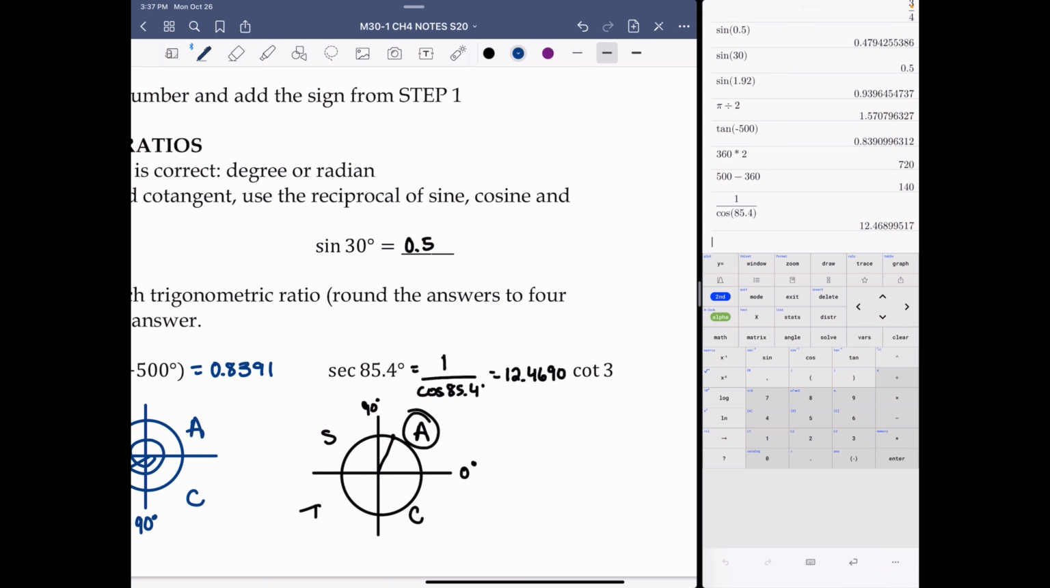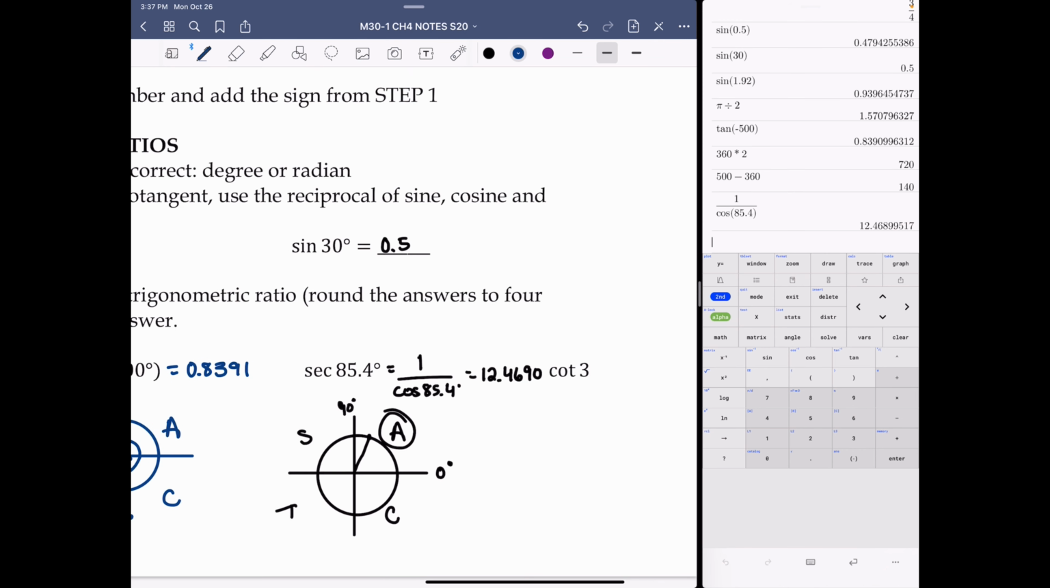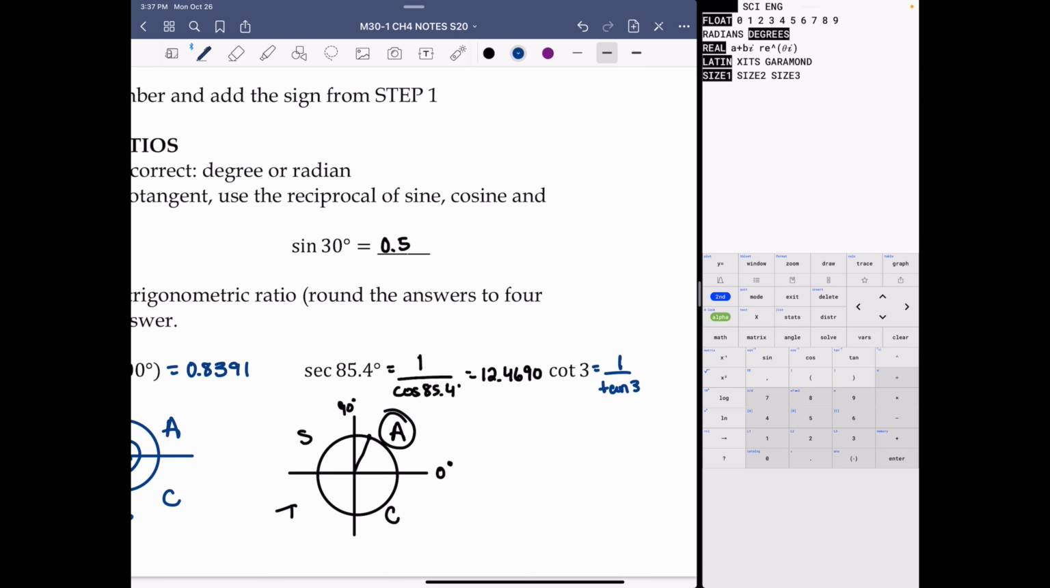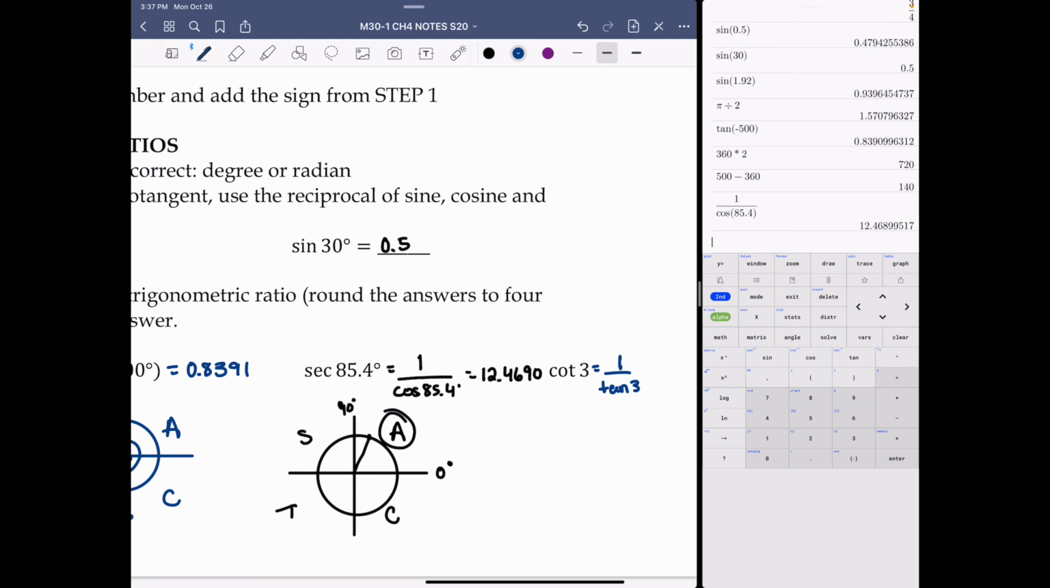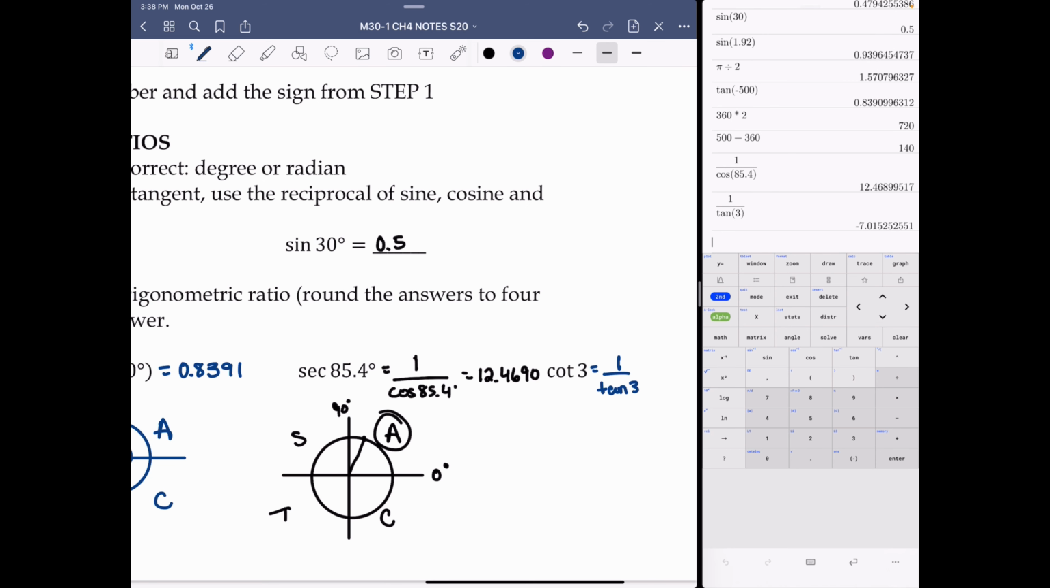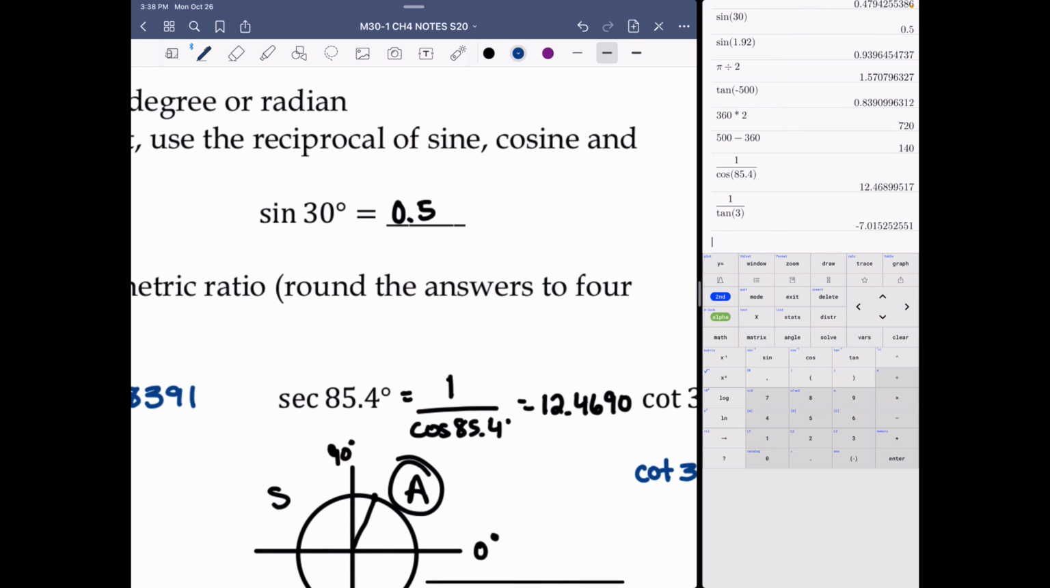Last one, cotan of 3. Cotan is 1 over tan 3. Are we in degrees or radians? There's no degree sign, so this is radians. Go to mode. We need to change that to radians. Hit enter, exit. Then we want a fraction, math, enter. We have 1 over tan 3. And that gives us cotan 3 equals negative 7.0153. Justify our sign, which is negative in this case.